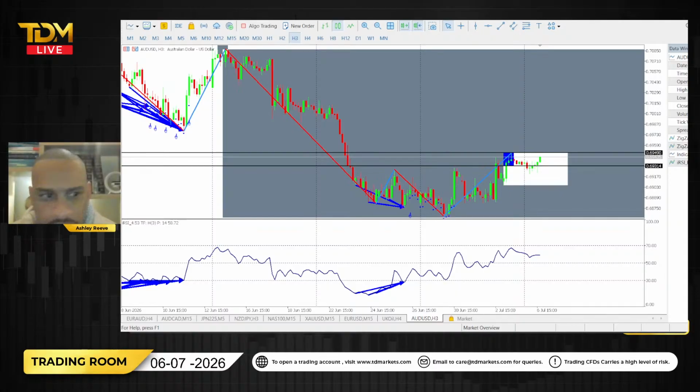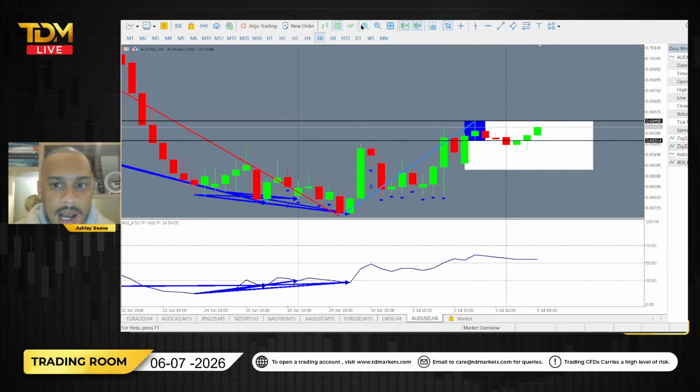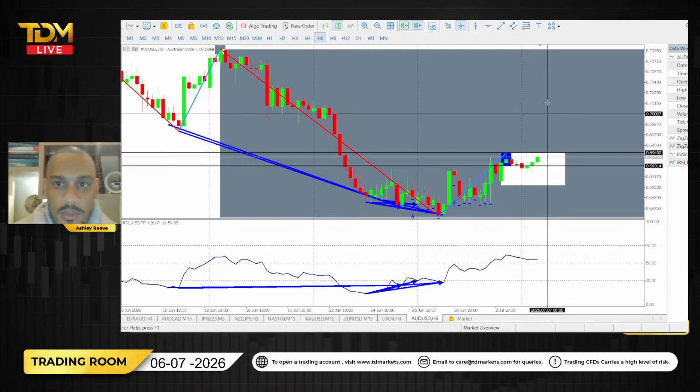Let me show you the Aussie. It was a 6-hour candle. You can see it right there. That's the entry candle, if I can put it like that. So once price pushes above that candle, that is where I'm looking for some action. I'm looking for some movement.